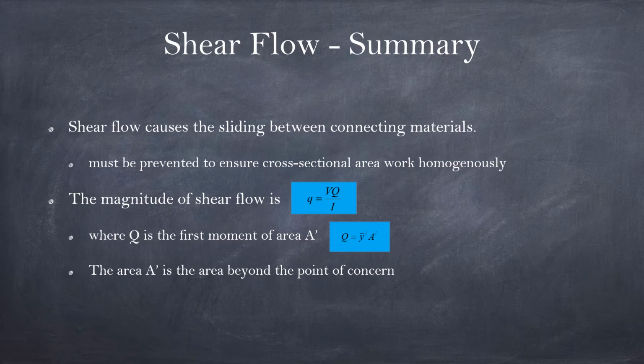The second point is about the equation we use to find the magnitude of the shear flow, right? Where we calculate the first moment of area, and of course the definition of the area A prime is where we look at and then take either side of the area. Now the point of concern, notice that it is preventing the sliding between the connecting materials. So the point of concern is now fixed to where the connection of the materials is, right? But well, that's the general idea. Let's look at how we solve the problem then.